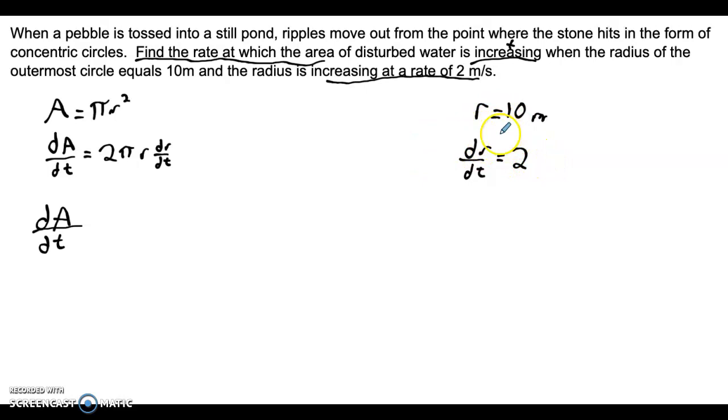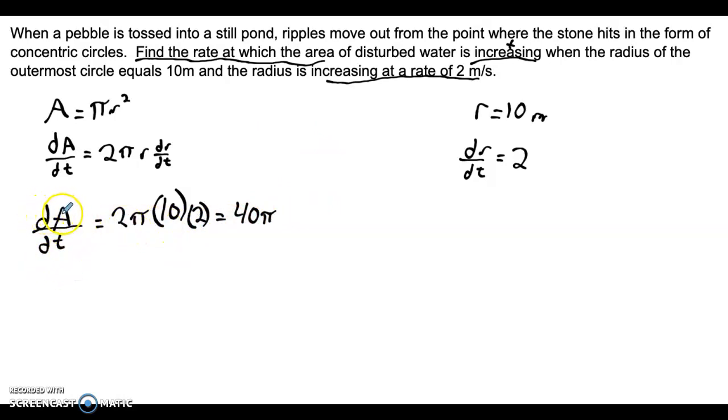Once we take our derivative, we plug in these numbers. So we got 2 pi. R is 10. I'm going to put parentheses around this, not a big deal. And dr over dt, the change in radius, is 2. 2 times 10 is 20, times another 2 is 40, times pi.